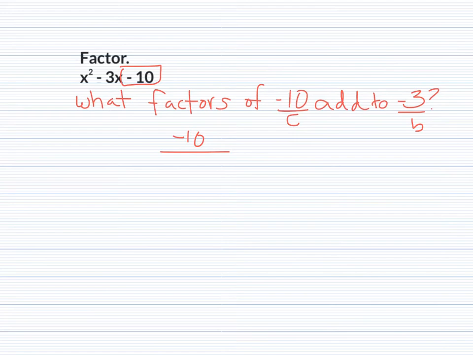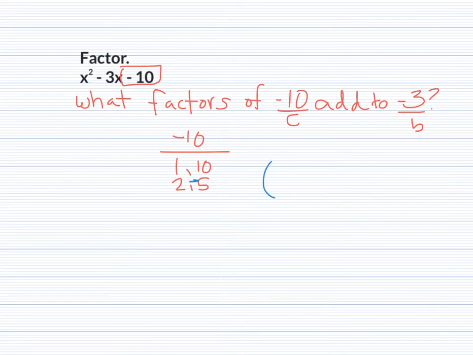Let's just think about 10. 1 and 10, 2 and 5. Really, that's it. So thinking about which one of those would have to be negative. What if 1 was negative? Negative 1 plus 10 would be positive 9. What if the 10 was negative? We'd have negative 9, so that's not it. What if the 2 was negative? Negative 2 plus 5 is positive 3. Oh, we don't want that. What if the 5 was negative? 2 plus negative 5 is negative 3.